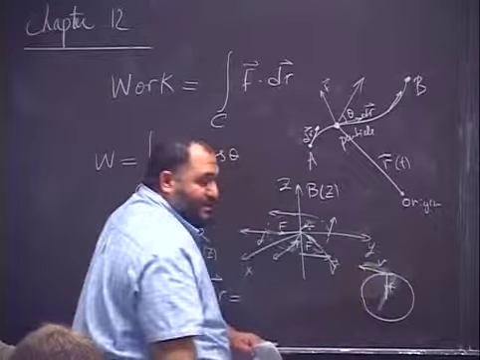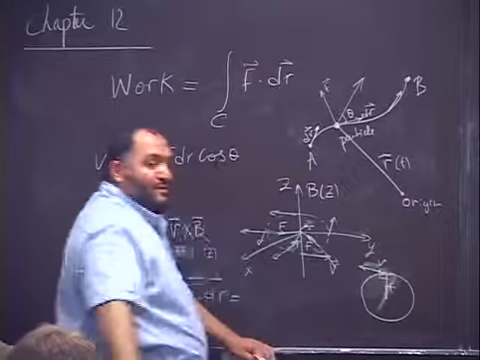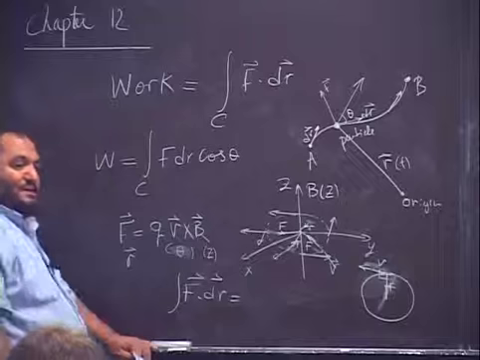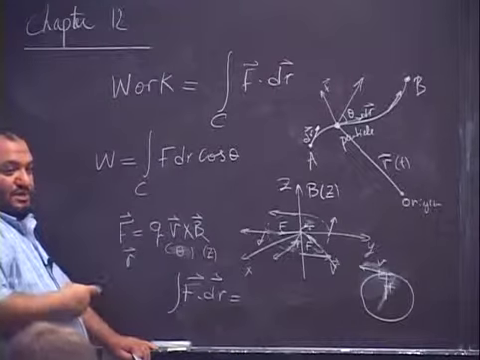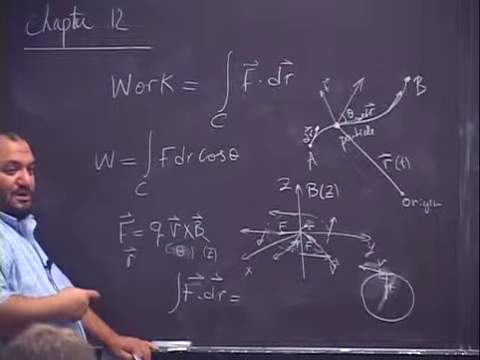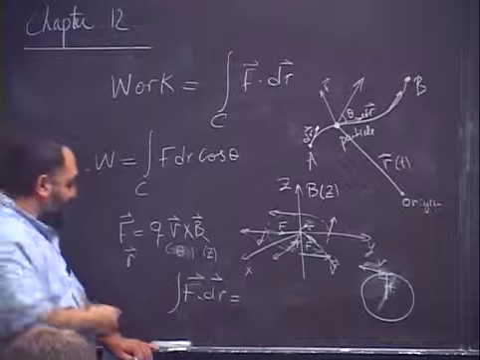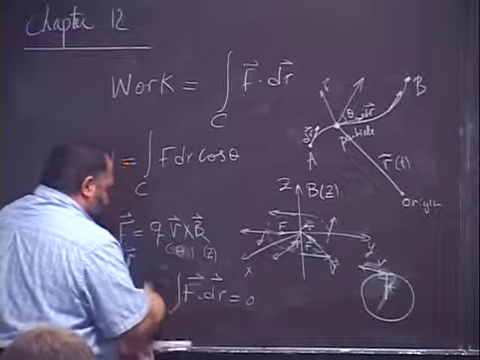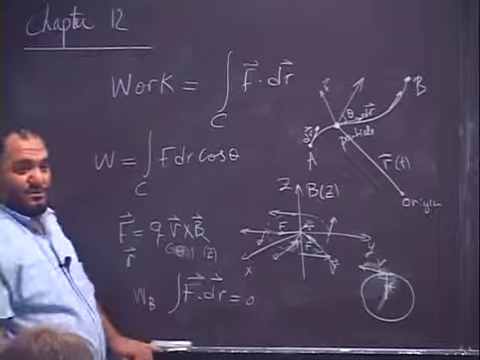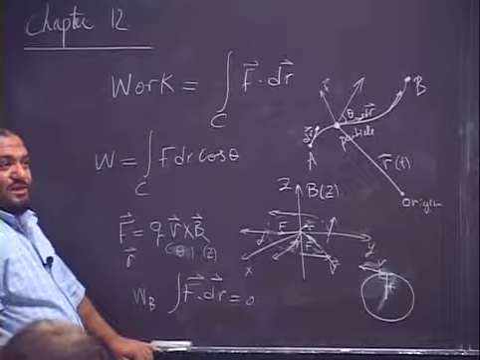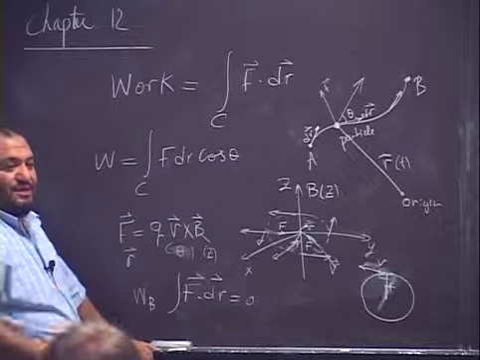Yes? What's the angle between? 90 degrees, because the tangent to the circle is perpendicular to the radius. Yes? So this is equal to what? So the work for the magnetic field is always equal to 0. This is why we said the magnetic field does not accelerate particles.